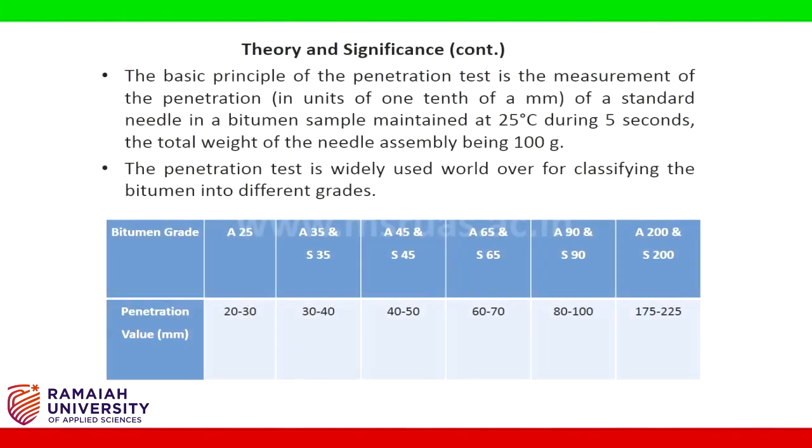The basic principle of the penetration test is the measurement of the penetration, in units of 1/10 of a mm, of a standard needle in a bitumen sample maintained at 25 degrees Celsius during 5 seconds, the total weight of the needle assembly being 100 grams. The penetration test is widely used the world over for classifying the bitumen into different grades.